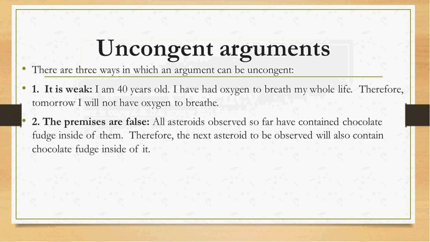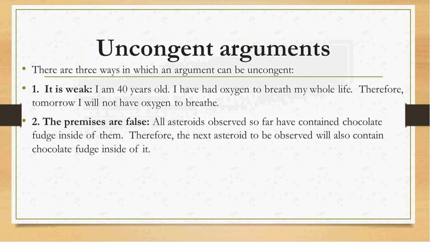All asteroids observed so far have contained chocolate fudge inside of them. Therefore, the next asteroid to be observed will also contain chocolate fudge inside of it. Notice that this is a strong argument. That is because if it were true that all asteroids observed so far have contained chocolate fudge inside of them, then the likelihood or the probability of the next one containing chocolate fudge inside of it would be high, right? Because it is assumed here that we have observed a lot of asteroids.